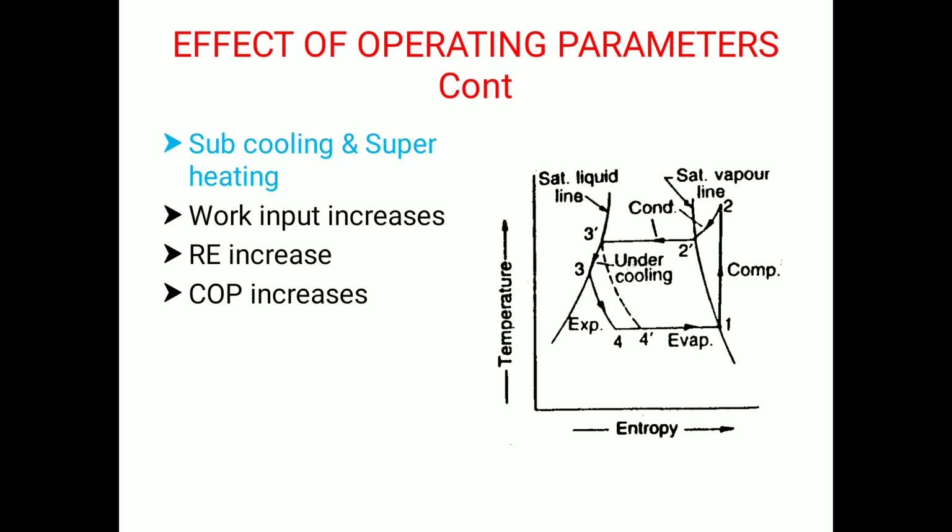In this case, you can clearly see 1 to 2 is in superheated region, that is the refrigerant leaving the compressor, that is point 2 is in superheated region, and point 3, the refrigerant leaving the condenser, is subcooled. Point 3 is subcooled. So in this case, work input increases, refrigerant effect increases, COP also increases.